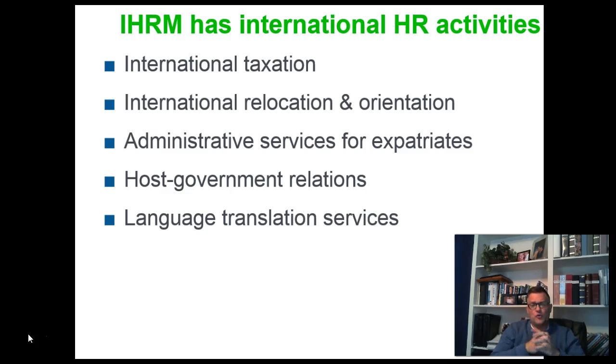International relocation and orientation. Very difficult. You have to make sure that all the paperwork is in order for somebody who's traveling. If they're traveling then maybe between countries, you have to make sure that employee has all that required paperwork before they go.